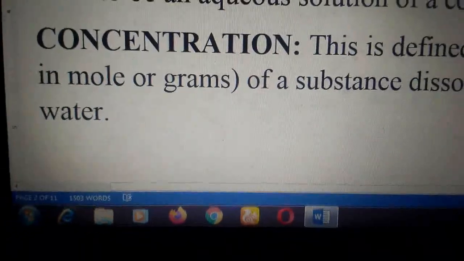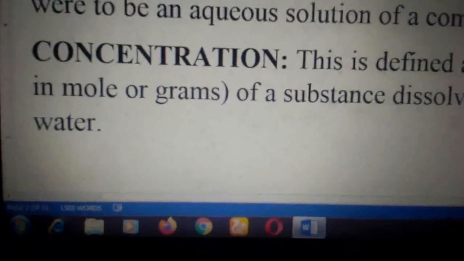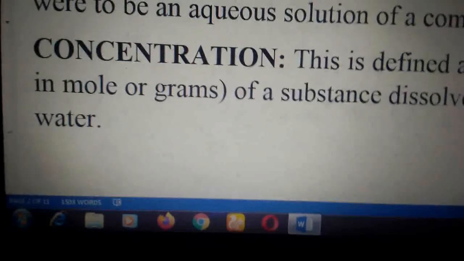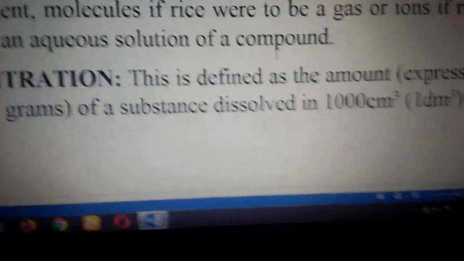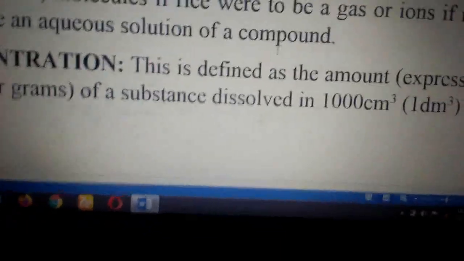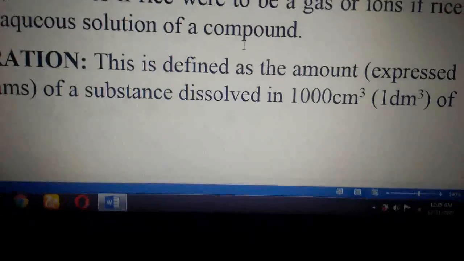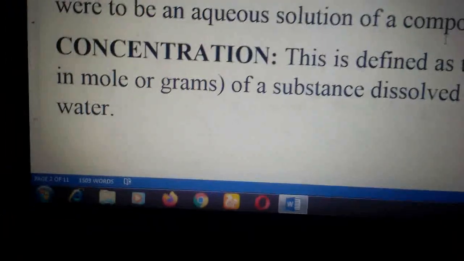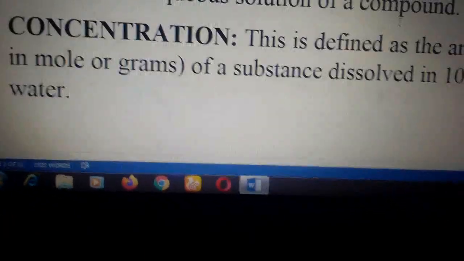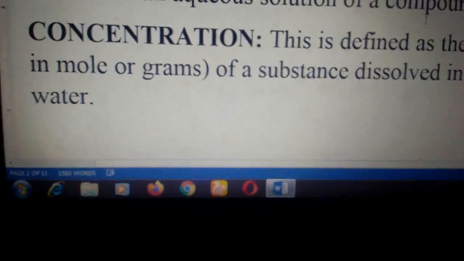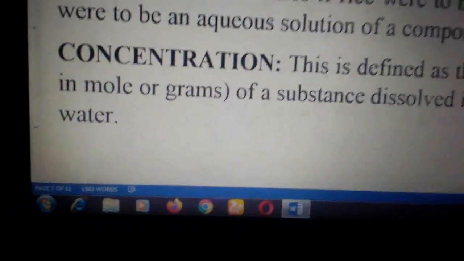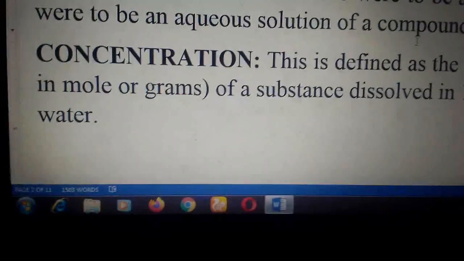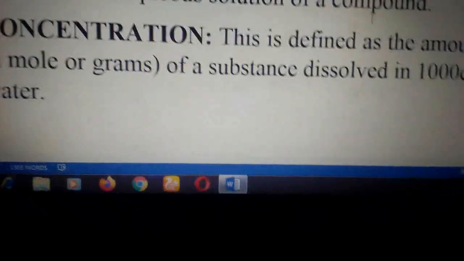We now go to another unique term using the mole concept called concentration. Concentration can be measured in different terms in chemistry, but our concern here is concentration as the amount of substance, expressed either in mole or in gram, dissolved in 1000 cm cube or 1 dm cube of water.